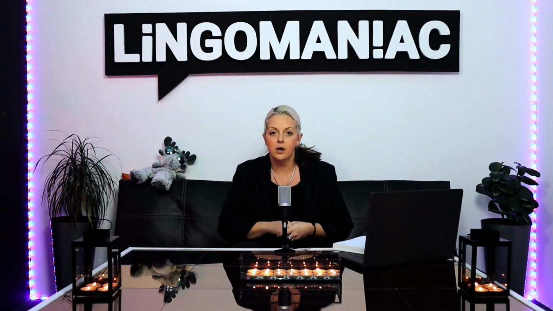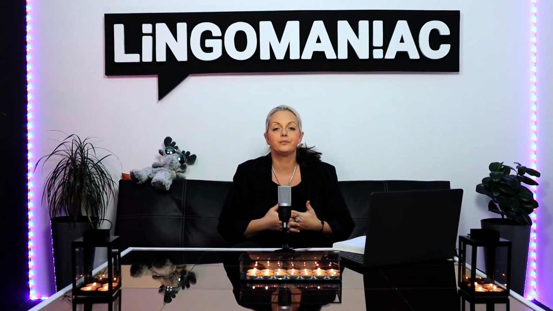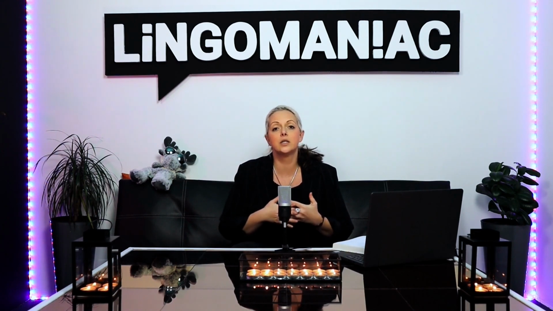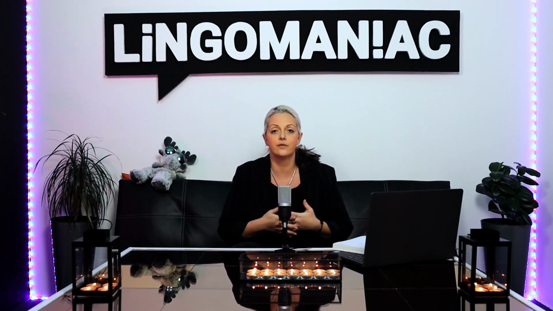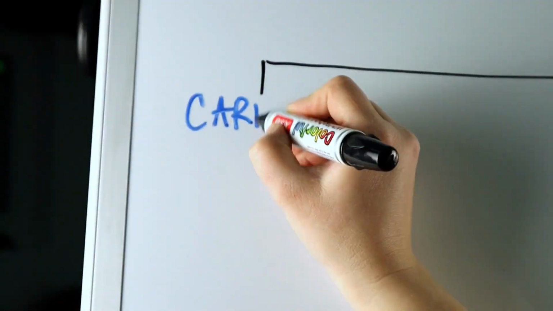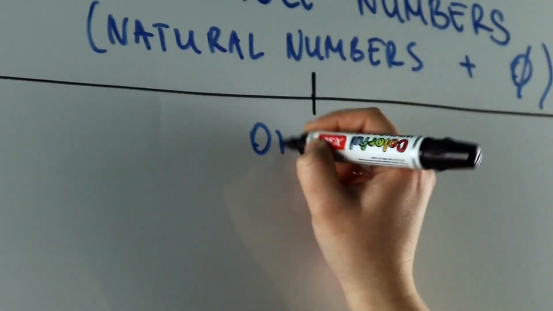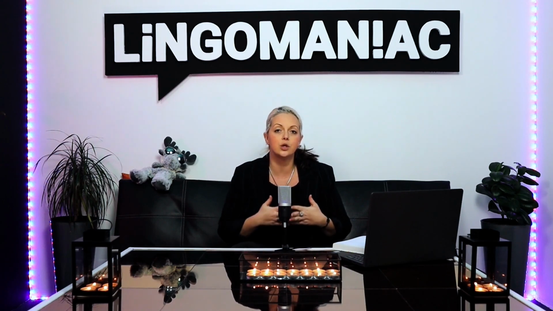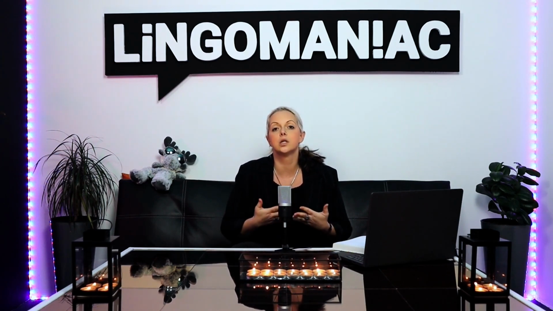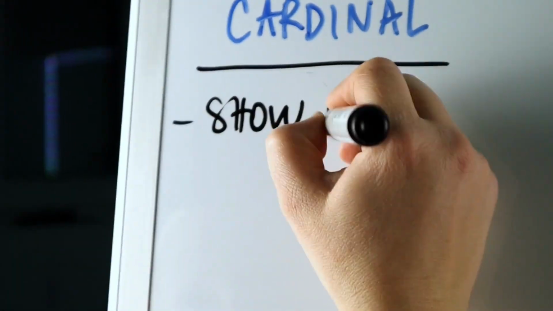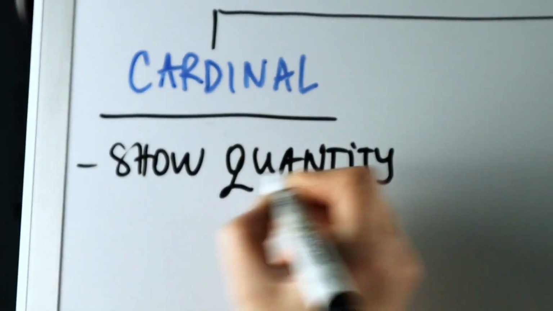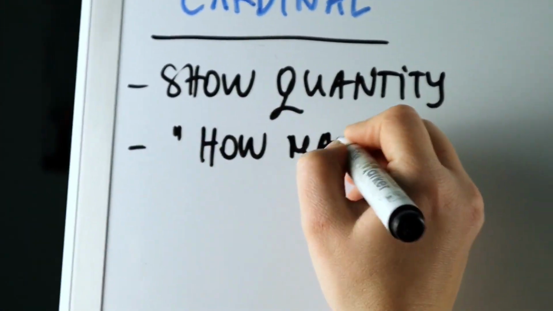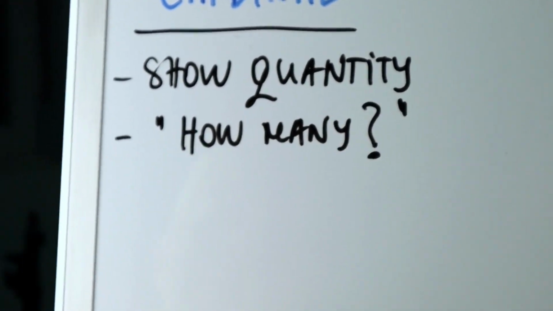When we're talking about numbers in the English language, numbers are divided into three biggest categories. The first category is cardinal numbers, the second is ordinal numbers, and the third is nominal numbers. Now, cardinal numbers show us quantity, and they are therefore usually also called counting numbers. They give us the response to the question, how many?